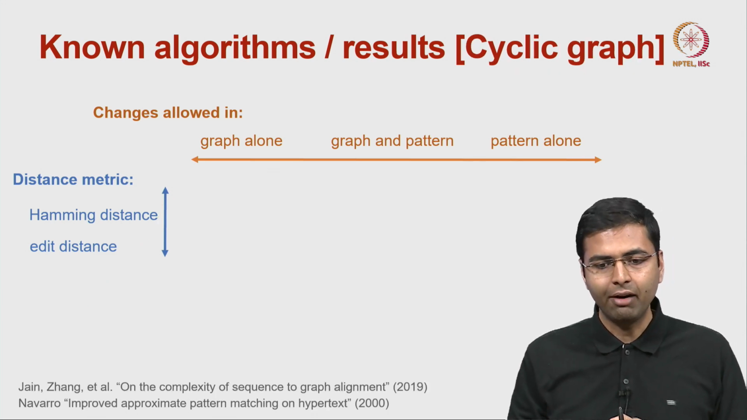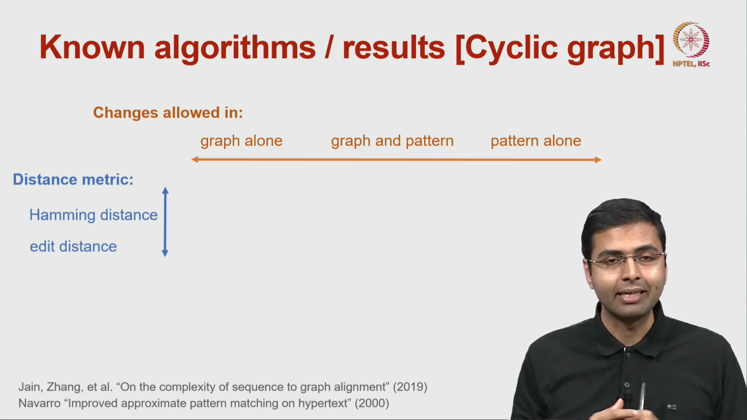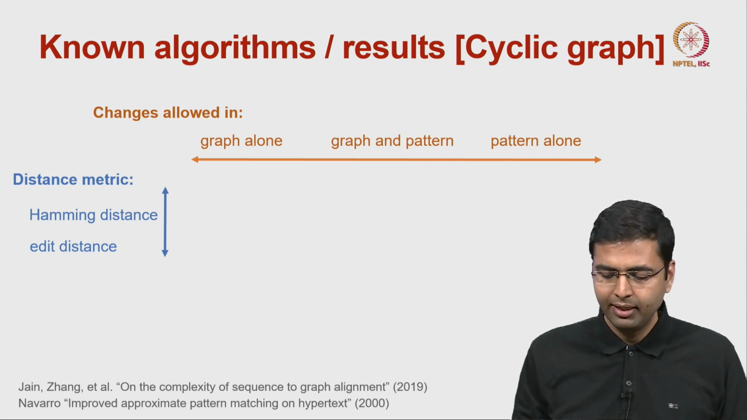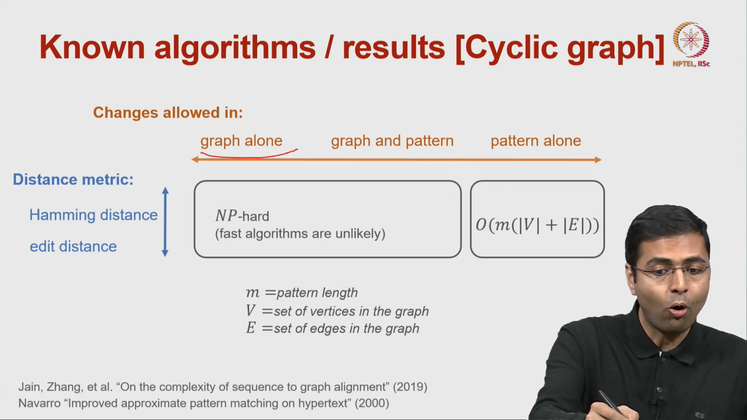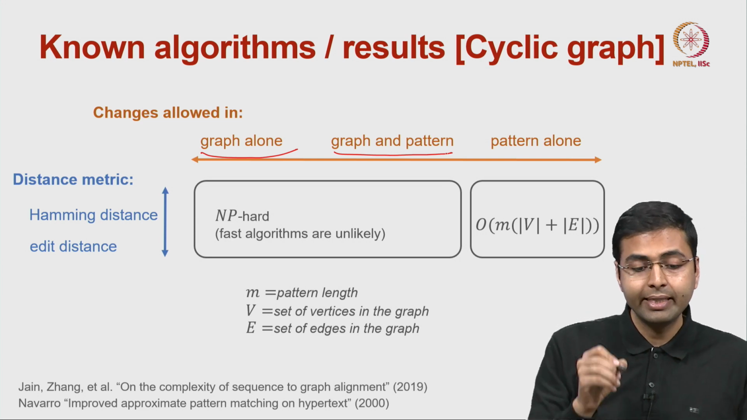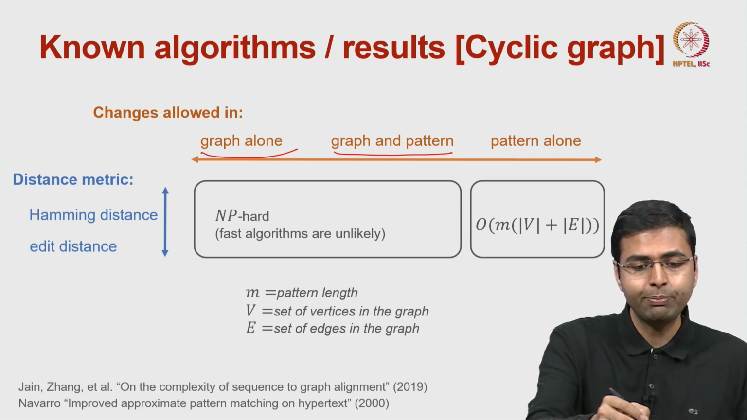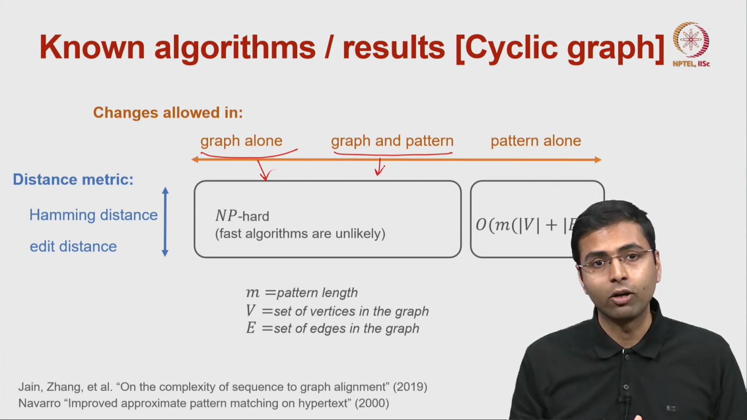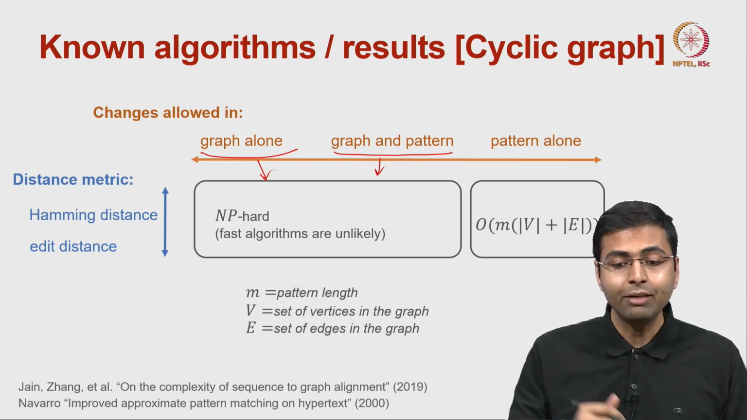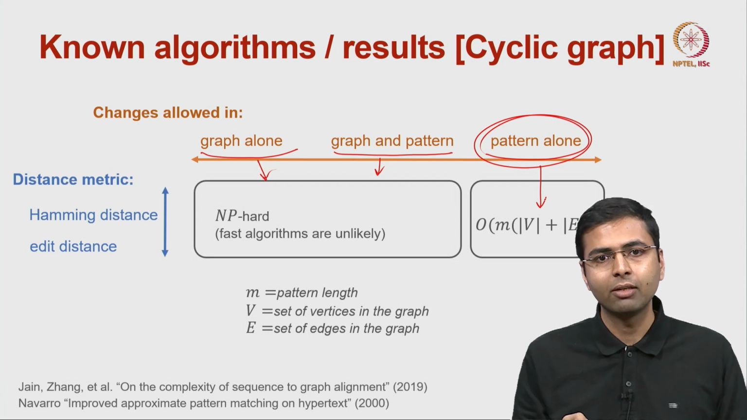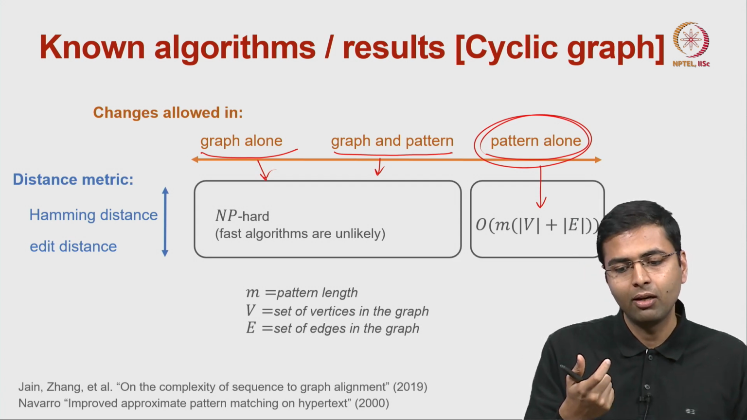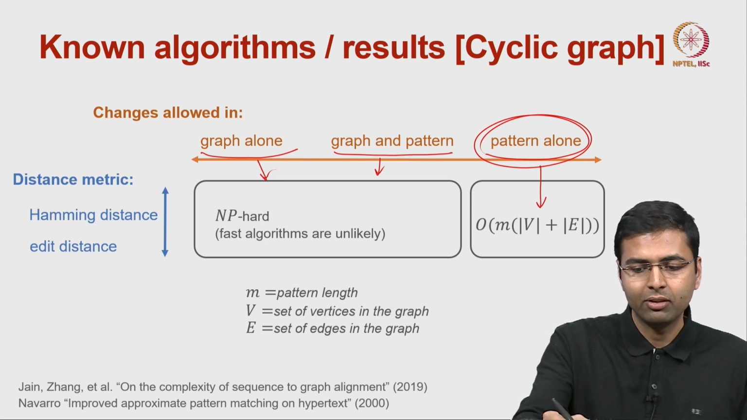Let us consider the case of a cyclic graph, that is, when the graph has cycles. When your pangenome graph has cycles, the results are slightly different. If you are allowing changes in the graph, or in the graph and pattern both, then the problem is NP hard, that is, for these specific cases we do not have fast algorithms. Whereas if you are allowing changes in the pattern alone, then we have a polynomial time algorithm, which requires order m times v plus e time. So this is a quadratic runtime depending on the pattern length and your graph size.